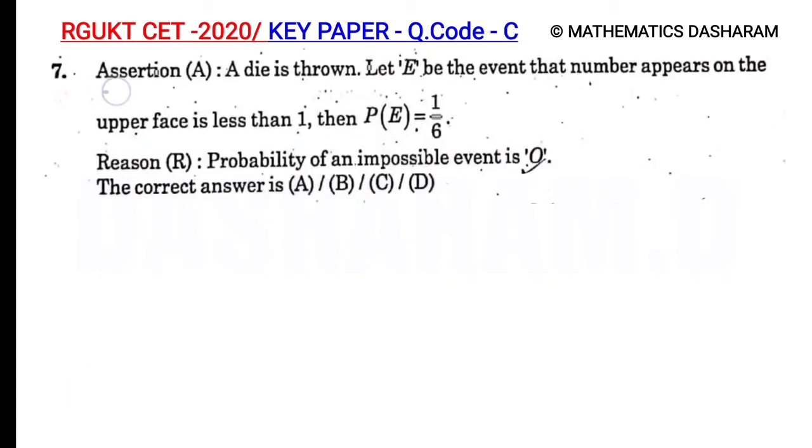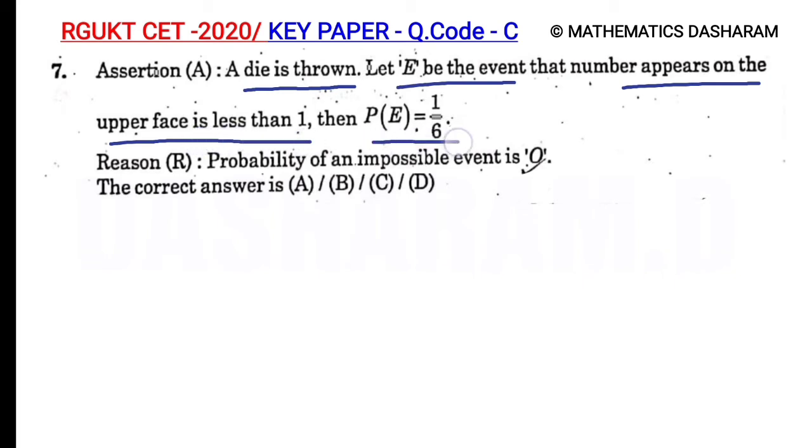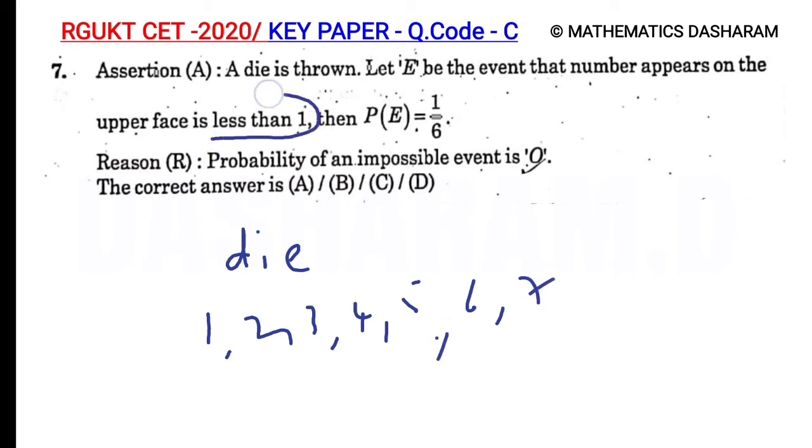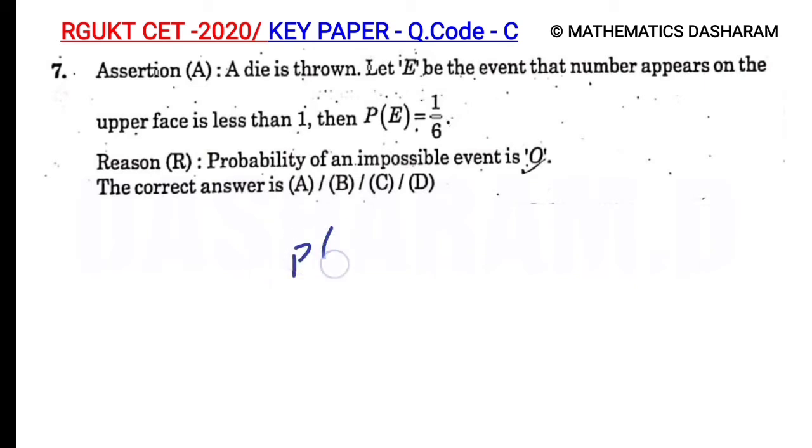Seventh question, assertion A: a die is thrown, let E be the event that the number appearing on the upper face is less than 1, then P of E equals 1 by 6. So actually the die has a total of 6 faces, 1, 2, 3, 4, 5, 6. But here the question is the upper face is less than 1. So less than 1 is not possible for the die. So it is an impossible event. So the impossible event probability is 0, but he said 1 by 6.